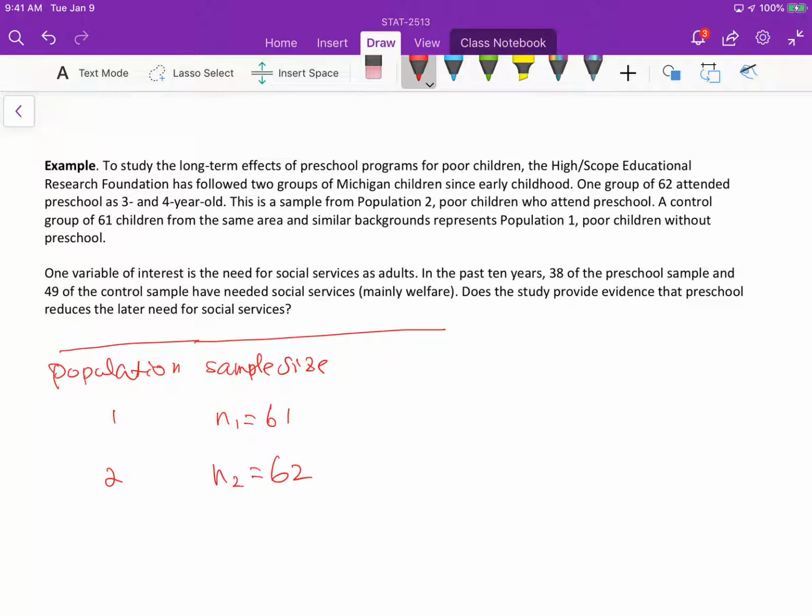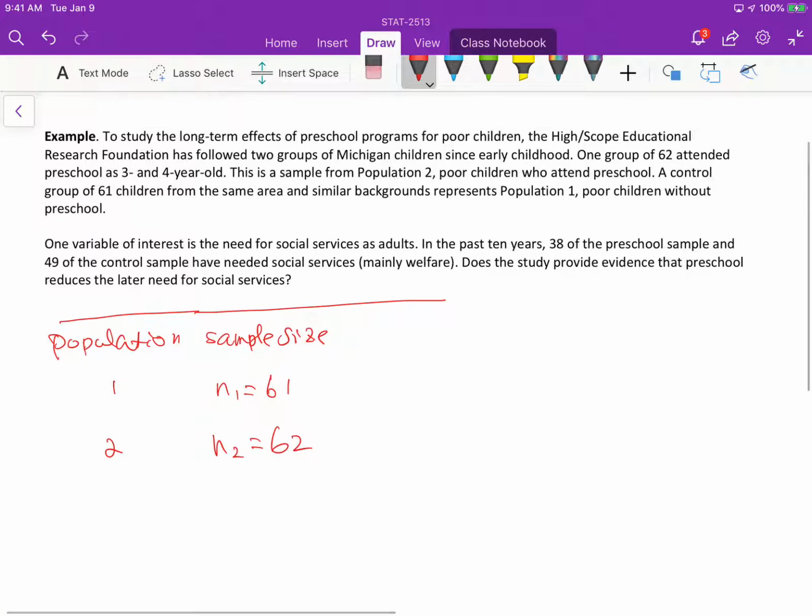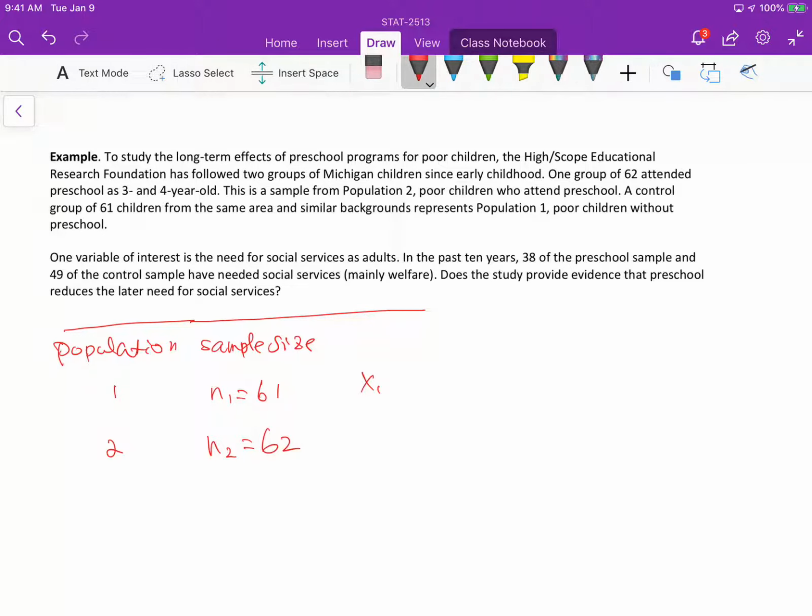One variable of interest is the need for social services as adults. In the past 10 years, 38 of the preschool sample and 49 of the control sample have needed social services. So X1 is 49 and X2 is 38. So the question is, does the study provide evidence that preschool reduces the later need for social services?